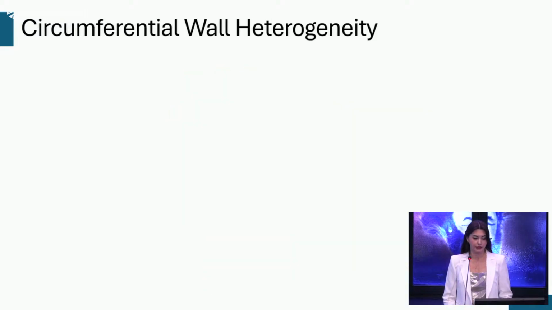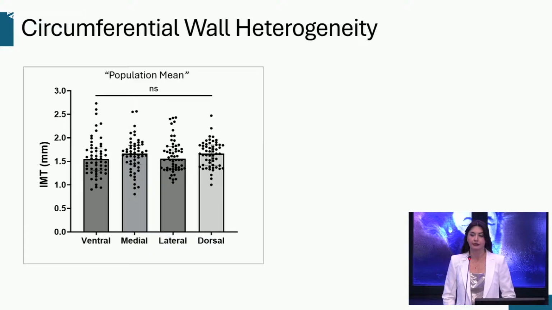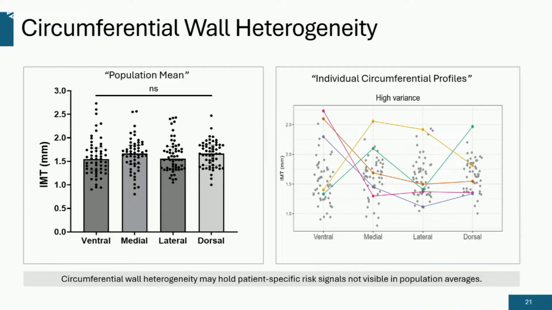And if we look at the results, we can see that when we compare the segments at the population mean, we do not see any differences between the segments, which gives us information that aorta wall is uniformly remodeled. However, if we look at the patient-specific level, we see that there are intra-patient variabilities that are very important to track. So this heterogeneity profile might be a good risk factor for type A dissection in the future and could be used in the screening.